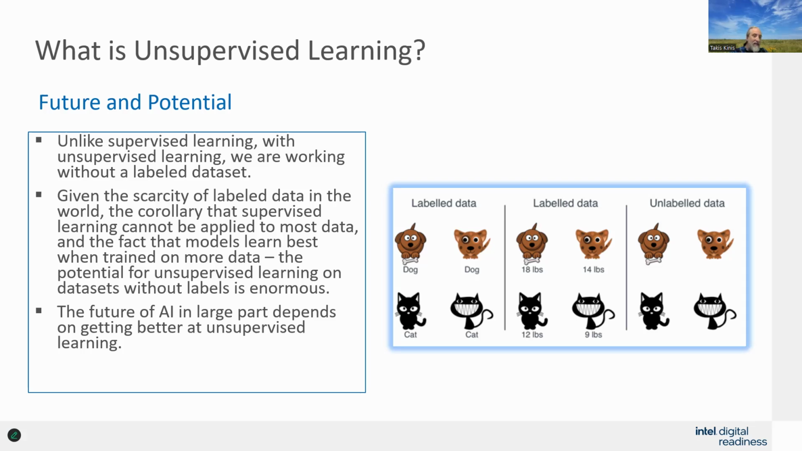So, and I think this is a profound statement, the last one on this slide. It says the future of, in large part, AI depends on getting better at unsupervised learning, right?